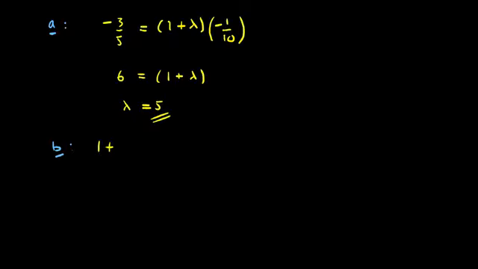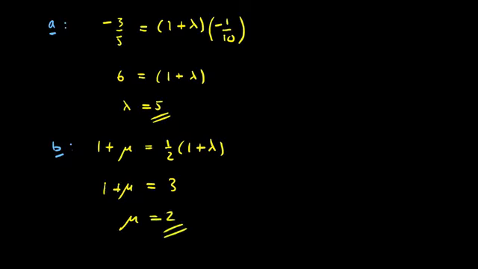1 plus mu is equal to a half of 1 plus lambda. We've already calculated that lambda is equal to 5. So 1 plus 5 is 6, divided by 2 is 3. So 1 plus mu is equal to 3, so mu is equal to 2. So those are our two values for lambda and mu.